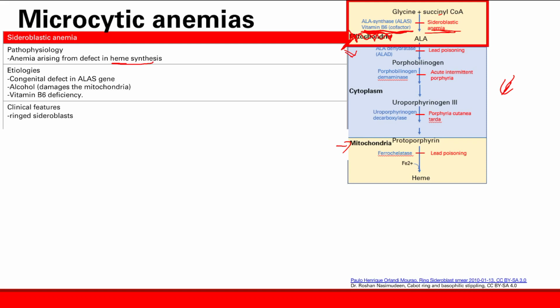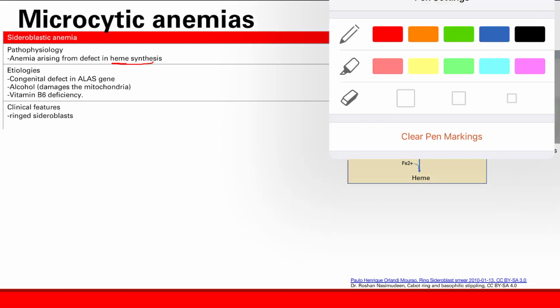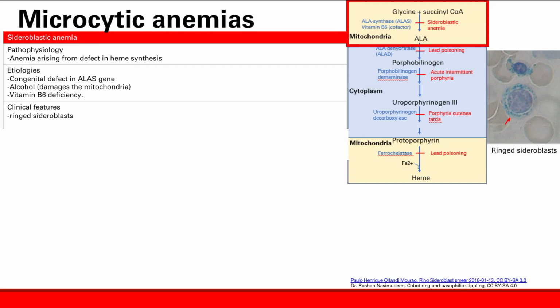Now, clinical features here, you can get ringed sideroblasts, and this is a ringed sideroblast. You can see a big ring of this stuff that stains blue. The reason you get this is because we get iron in the mitochondria. The iron's there for incorporation to make heme. But if you have a defect here in sideroblastic anemia, you're not getting any protoporphyrin, so you have none of this stuff. So there's nothing for the iron to combine with. So it's just going to accumulate in the mitochondria.